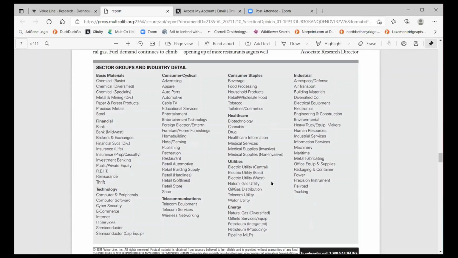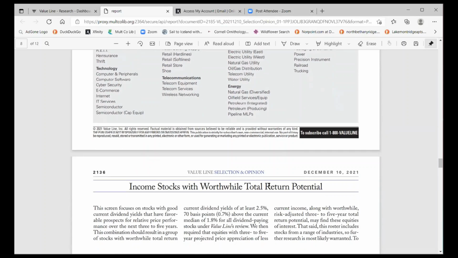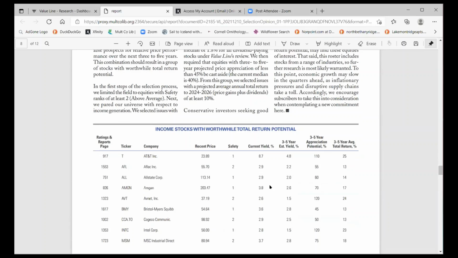So for instance, for utilities, right, there's 8 breakdowns that are called utilities. So, you and I talk about utilities, we may not be getting all the way to oil and gas distribution. That may be a little far out for us as far as thinking that's where that belongs there rather than in energy. So you need to kind of be able to align yourself with the way they think about these items. Okay, then you got income stocks with worthwhile total return.